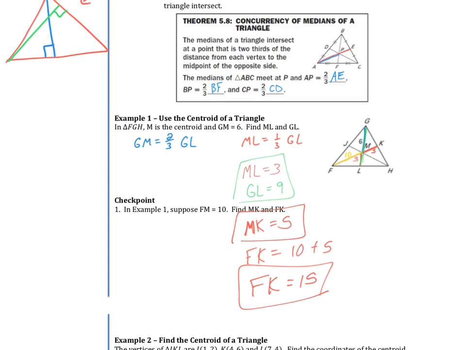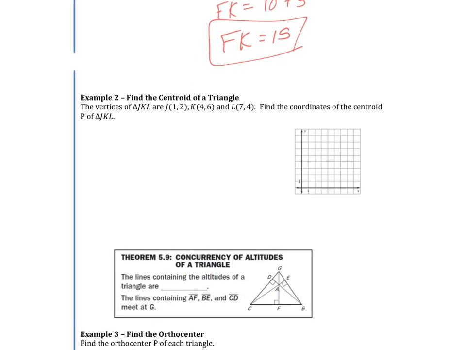So medians cross at the centroid, and the centroid is 2/3 of the way across the triangle. Okay, we are actually going to skip example 2 with the graphing part. We're not going to worry about that right now. We're going to slide into the theorem.